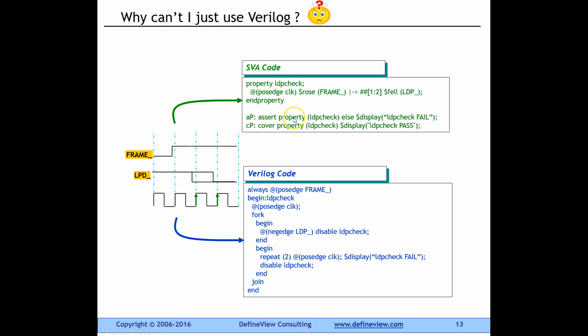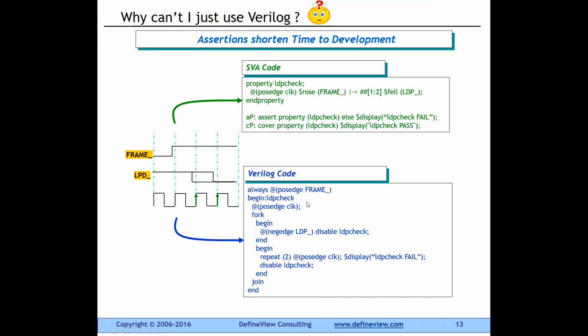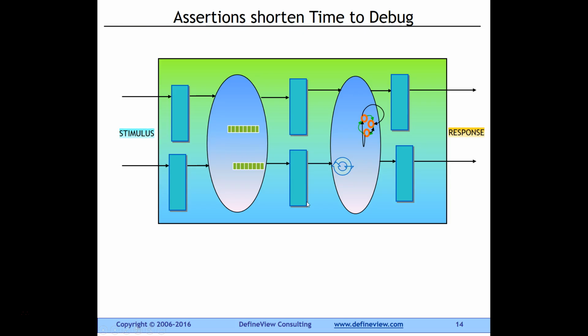Then you assert the property and then you cover the property. And again, we'll see what all these things mean. But the point I want to make is, if I read this assertion, I know what I'm trying to check. If I read this Verilog code, honestly, it'll take me some time to figure out what it is that I'm even trying to do here. So assertions shorten time to develop. That is a major benefit of SystemVerilog assertions.